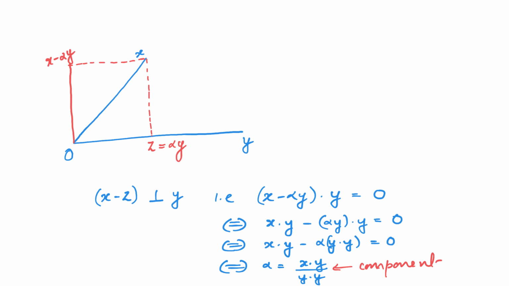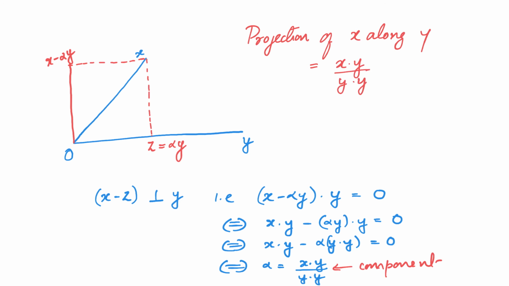If norm of y is equal to 1, then y dot y is 1. Therefore, the component of x along y is just x dot y. And this is what happened when y was equal to ei. X dot ei gave the component of x along ei. Finally, the projection of x along y is y scaled by the component of x along y. That is, it is equal to x dot y by y dot y times y. And with this, we have finally understood the geometric significance of dot product.